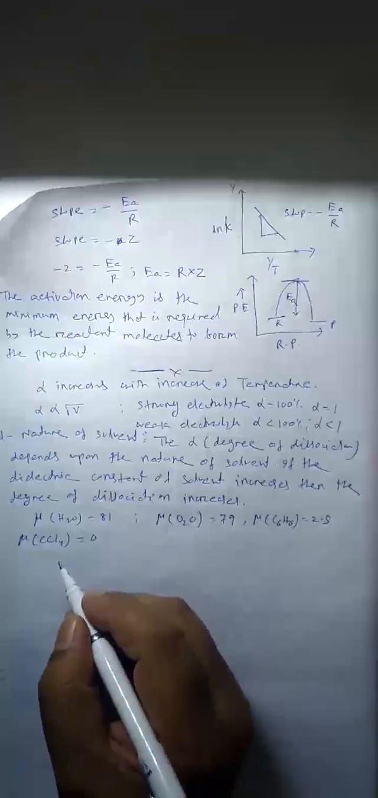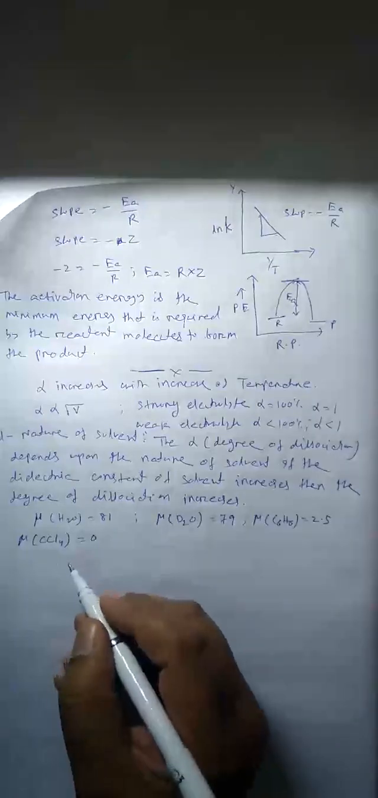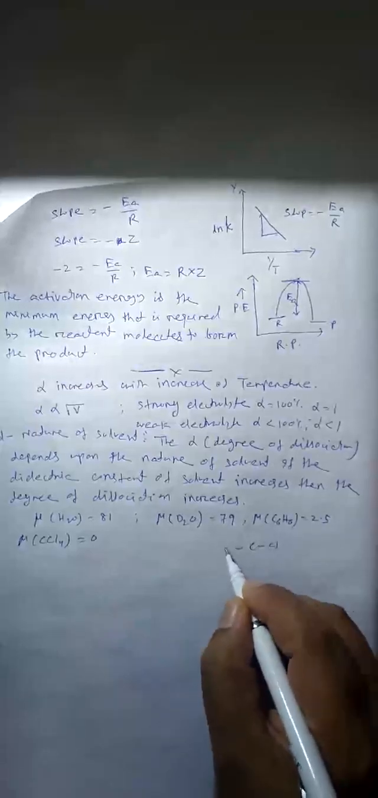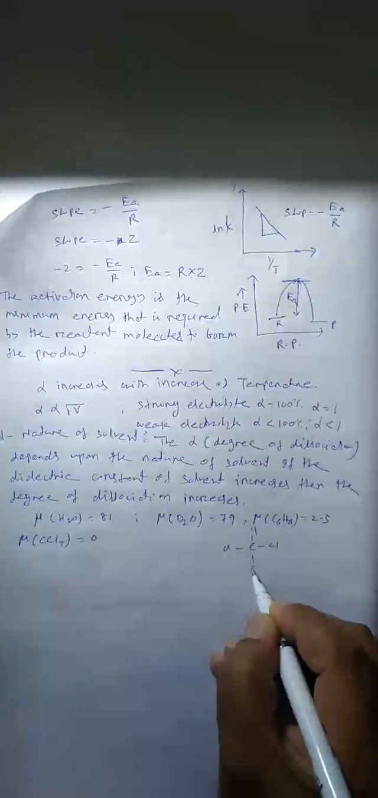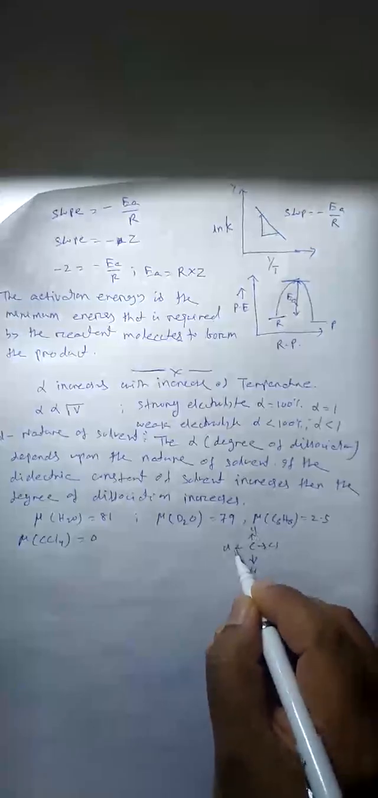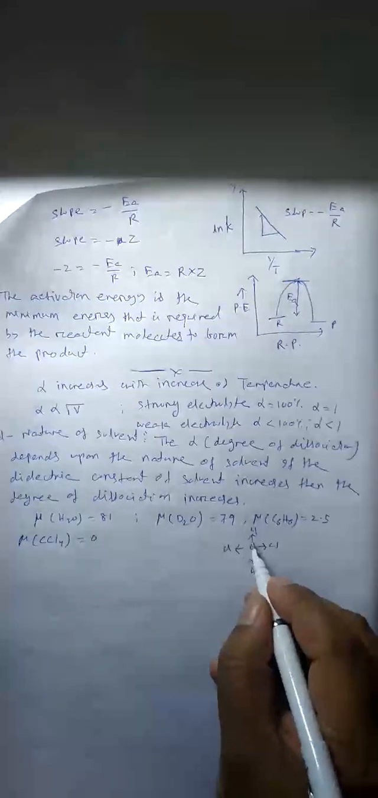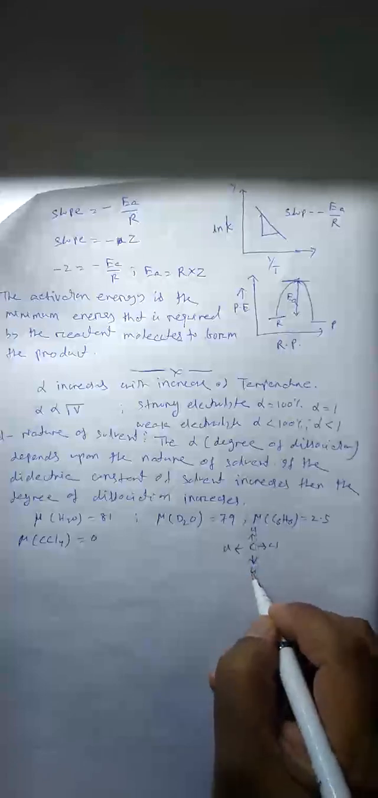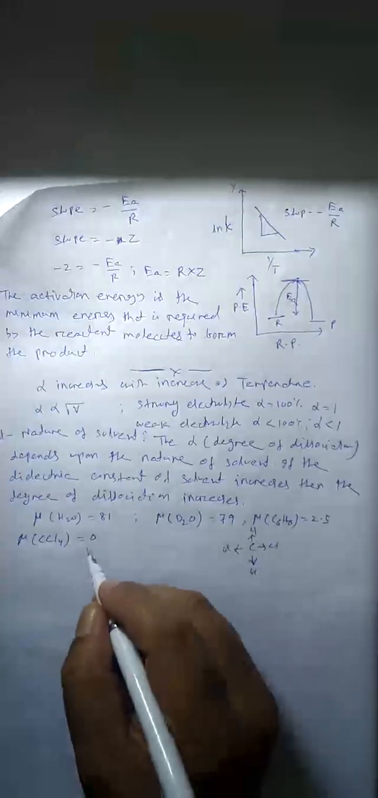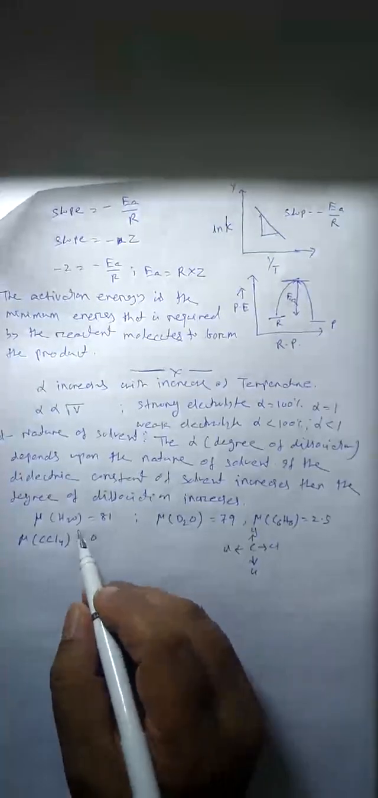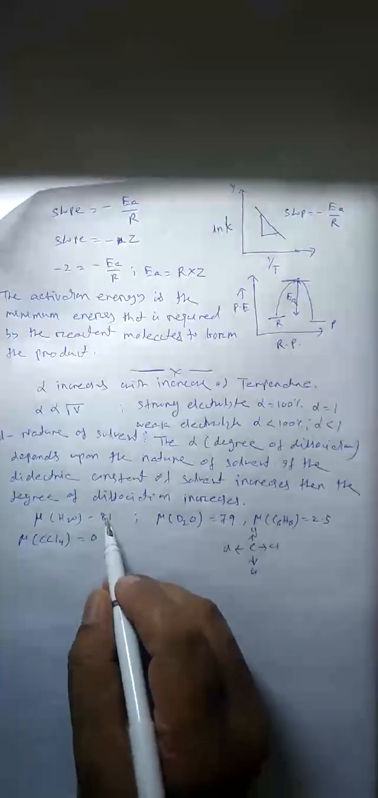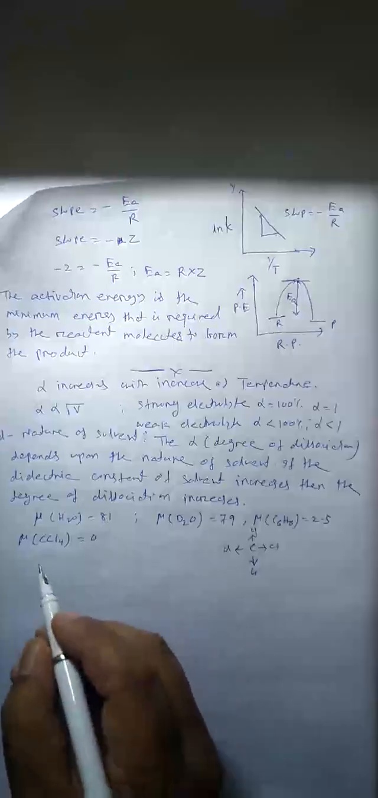So in case of CCl4, everything is cancelled with each other. In CCl4, chlorine, chlorine, chlorine, chlorine: if one moves in this direction, another moves in that direction, so the force acting by one chlorine is cancelled by another. So CCl4 is 0. As the dielectric constant of water is very high, the degree of dissociation is also high in water as compared to CCl4.